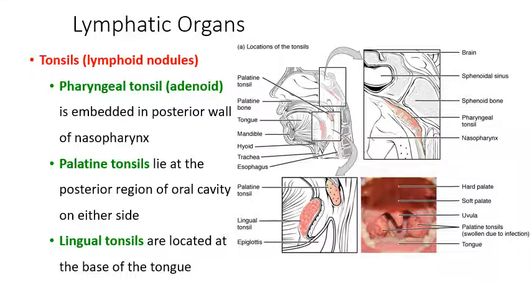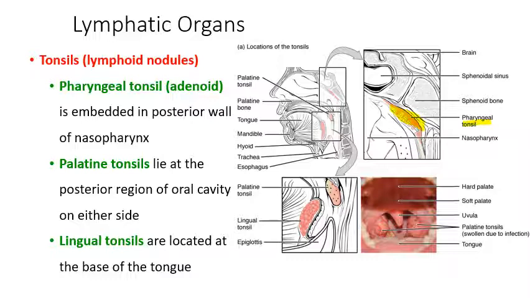Okay. Some other lymphatic organs here are your tonsils. So you have three different sets of tonsils located in your head and neck. So pharyngeal tonsils or adenoids. Those we find in the posterior wall of the nasopharynx. So if we're looking at a cross section of this person here, we can see these pharyngeal tonsils or adenoids located at the back of the nasopharynx. So right back here.